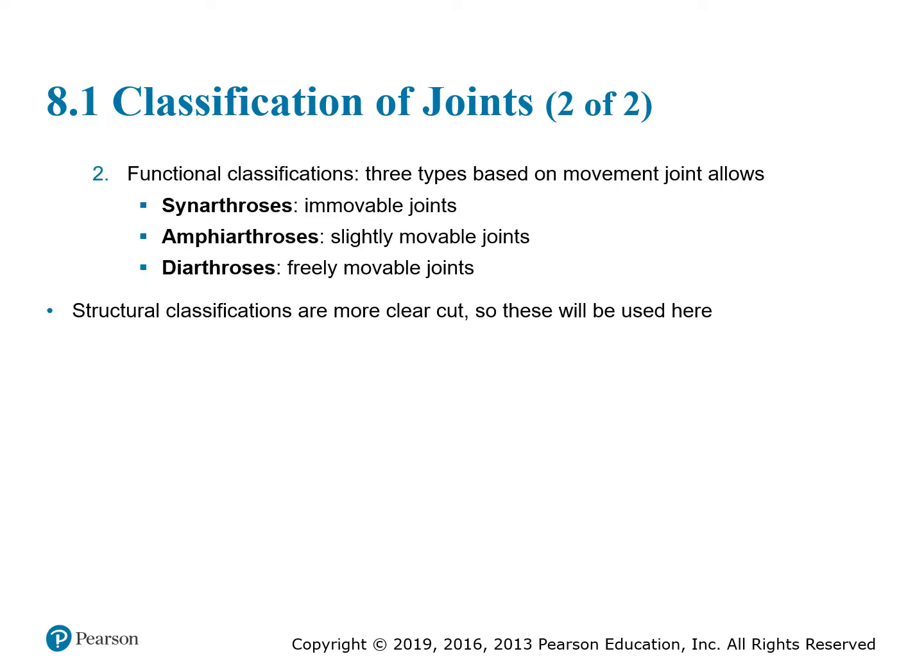The functional classifications, there are also three types, but these are based on the movement the joint allows. Those three are synarthrosis, which are immovable joints, amphiarthrosis, which are slightly movable joints, and diarthrosis, which are freely movable joints. Structural classifications are more clear-cut, so these will be the classifications that we use here.